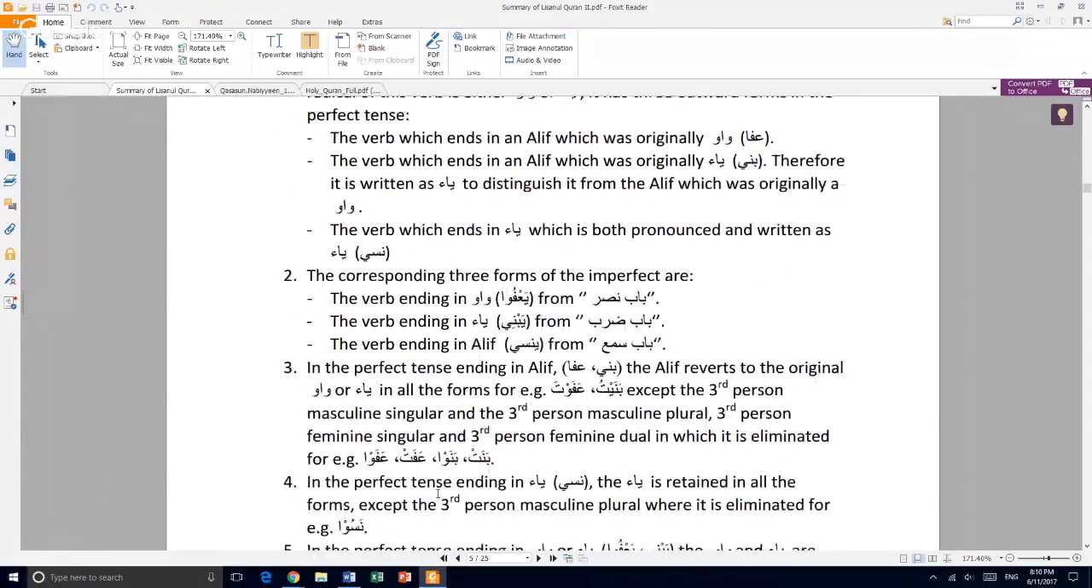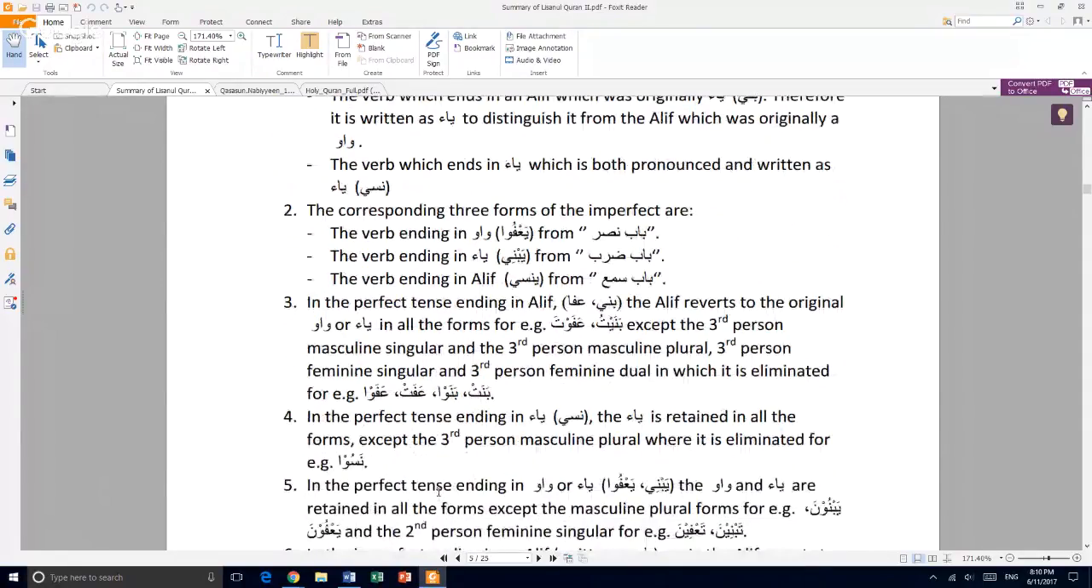The perfect tense ending in alif, like bana: the alif reverts to the original waw or ya in all the forms. For example, banaita, banaitu. Except the third person masculine singular, the third person masculine plural, third person feminine singular, and third person feminine dual, in which it is eliminated. For example, afa, afat, bana, banat.